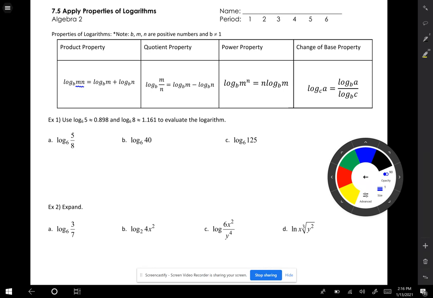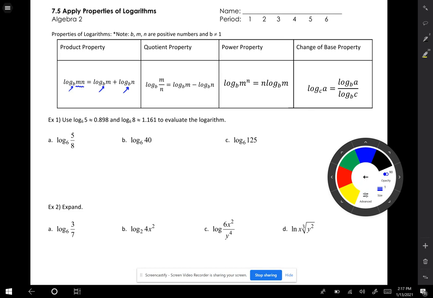So why do we see an addition? Because vice versa, if I give you the expanded form, you can condense it. That's why it's called the product property. And if you notice, the base is B. So each of these logs will still have a base of B. And the only thing different will be they'll be separated into log base B of M and log base B of N. And that's the product property.